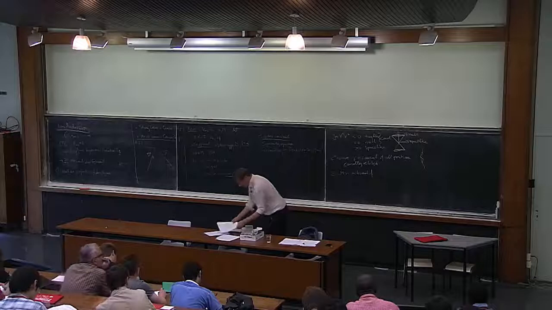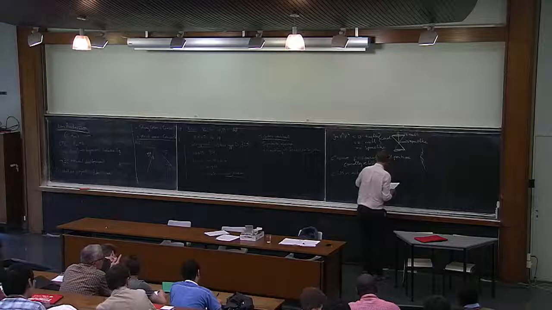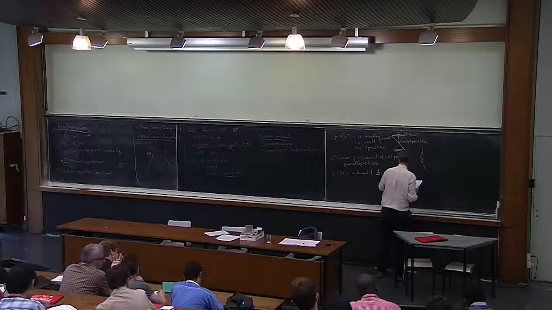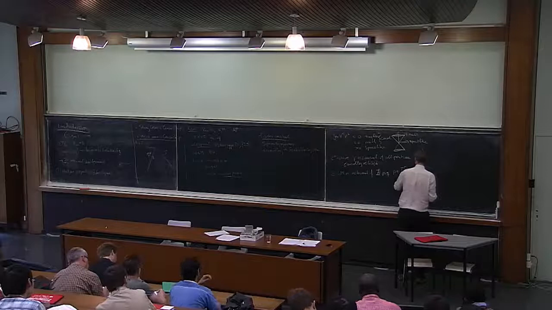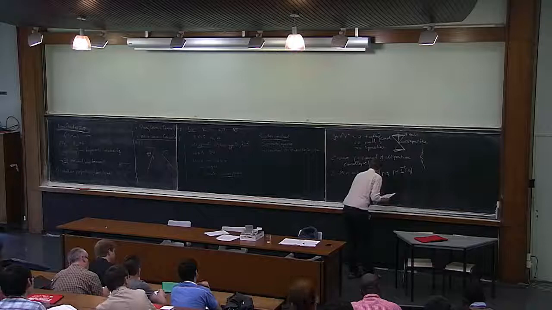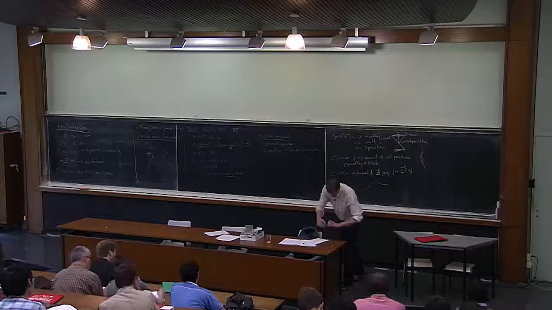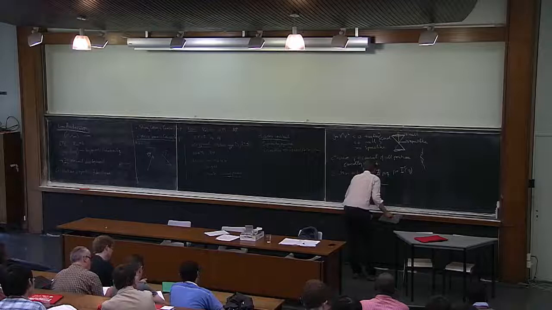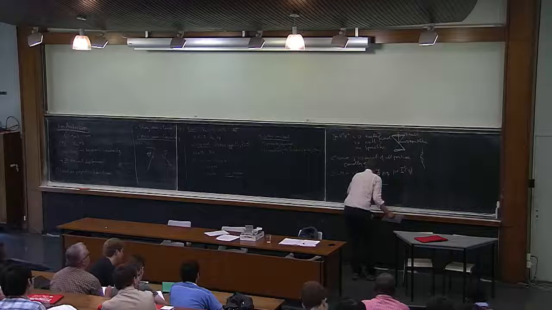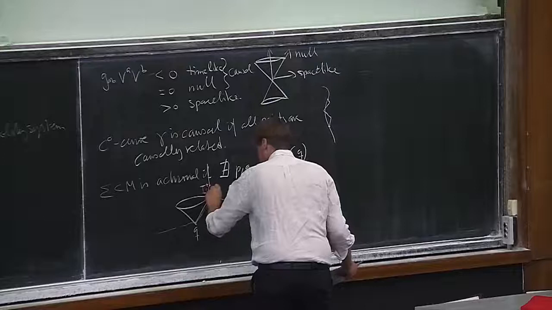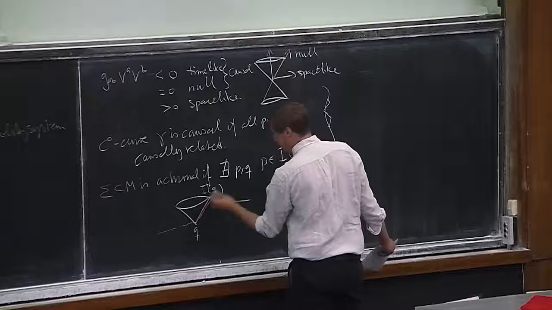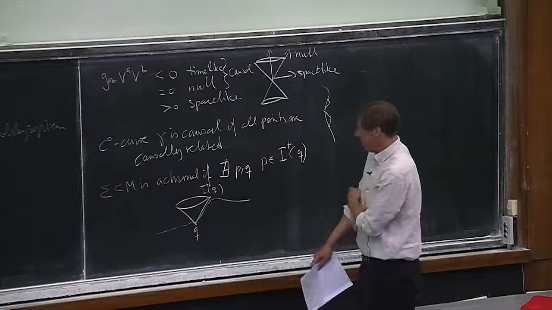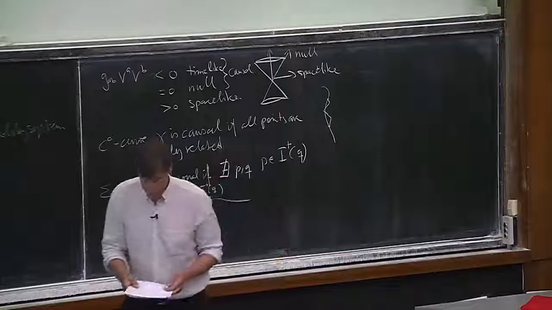Is achronal if there is no pair P and Q for which P is in the time-like future of Q. So the picture is something like this. So this is the hypersurface. And here, let's say, is Q. And then here is the time-like future. And so we're not supposed to have any points on the surface in the time-like future of Q. And so that means essentially that the surface is weakly space-like.